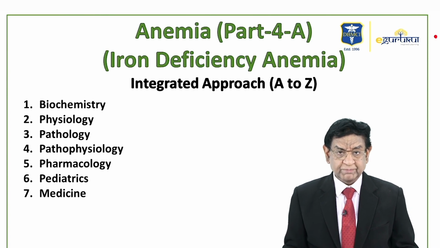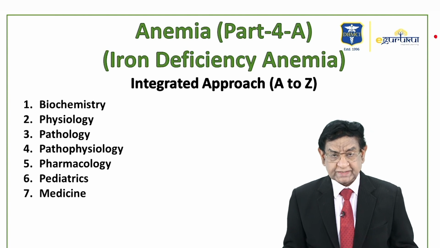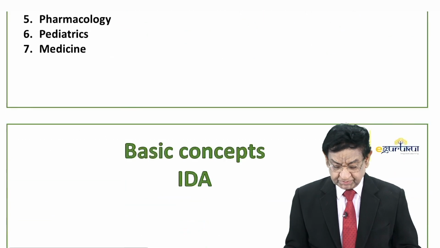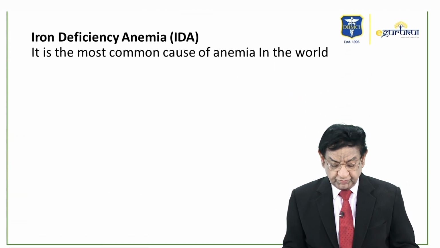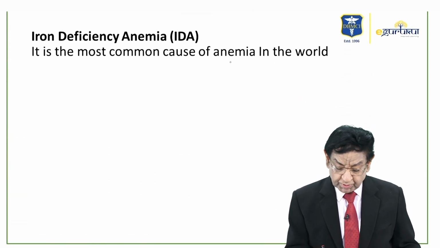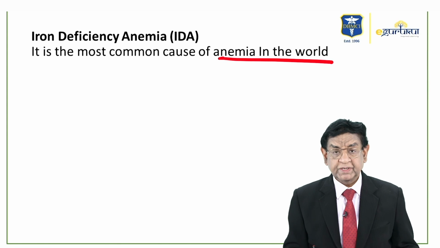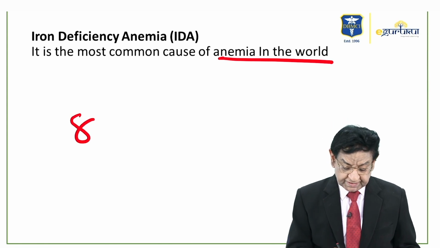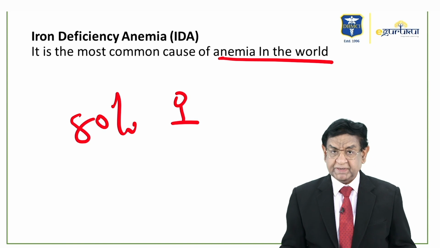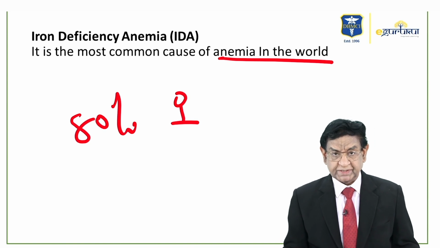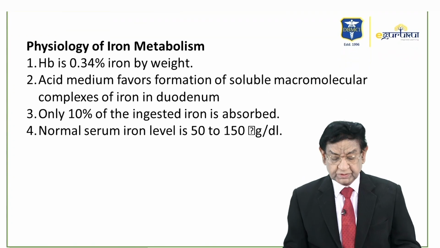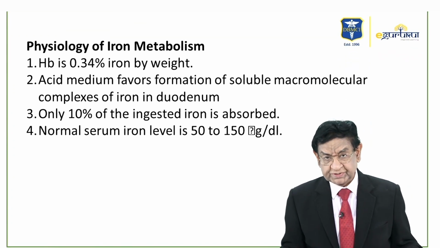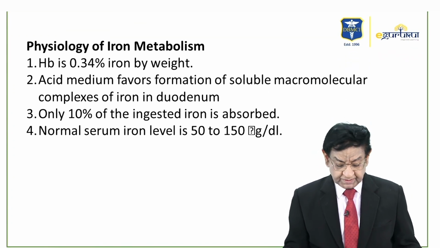Before I come to these two important areas, let's start with the basic concept about iron deficiency anemia. IDA is the most common cause of anemia in the world. Rather, you can say around 80% of the females in the world, especially in the developing and underdeveloped countries, the ladies are anemic. So, first thing is physiology of iron metabolism.